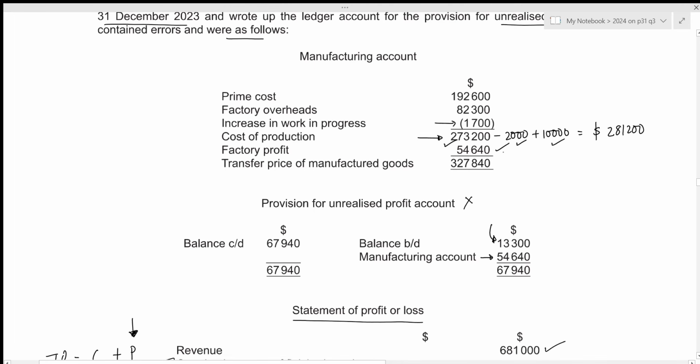Now we can recalculate the factory profit. That will just be 20% of the cost of production. So 20% of 281,200, which results in 56,240. Now we can get our transfer price. That will be the sum of our cost of production and the factory profit. So 281,200 plus 56,240, which results in 337,440. Let's write it down.